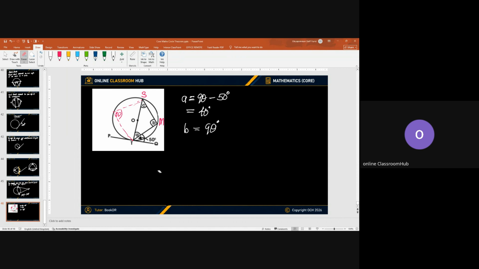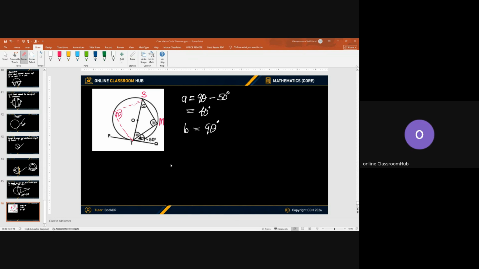The angle between a chord, so the chord here is TM. The angle between the chord and the tangent. So the chord here is TM, and what angle is between the chord and the tangent? It's 50 degrees. And that chord subtends C in the alternative segment on the circumference, which is at the alternative segment. Where is the alternative segment?